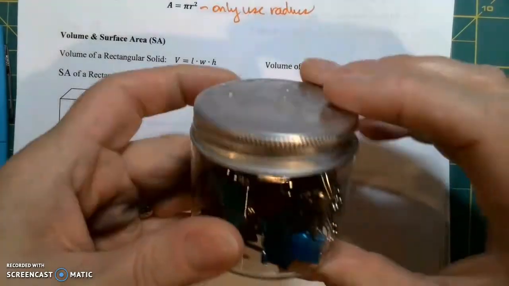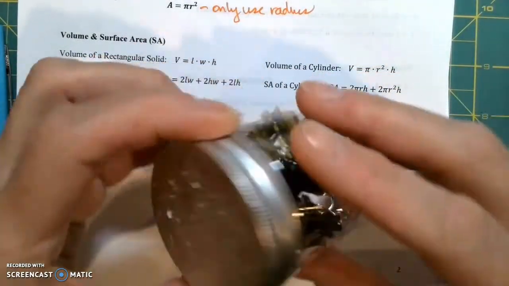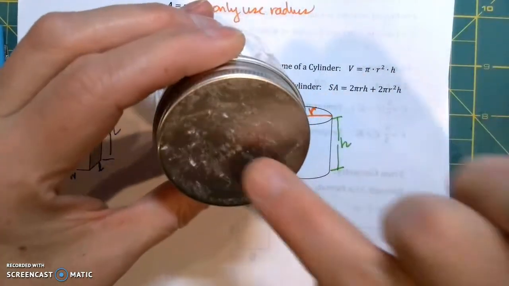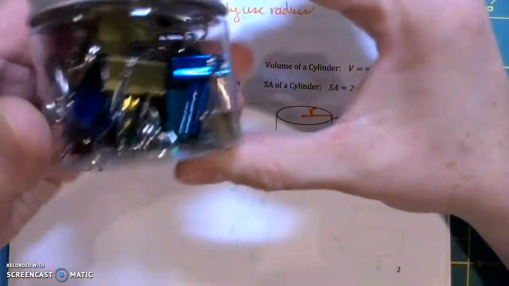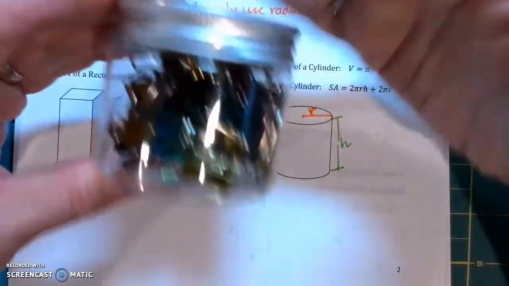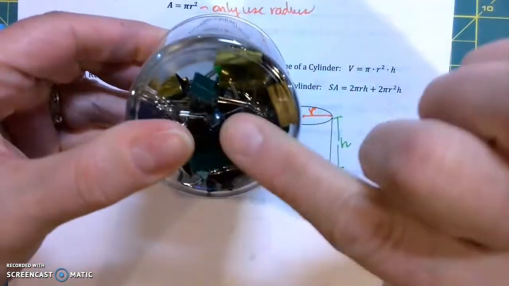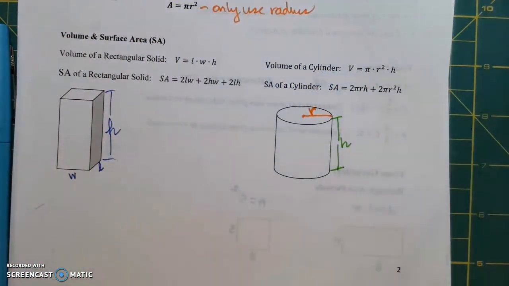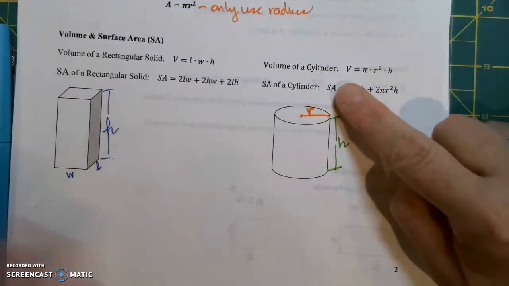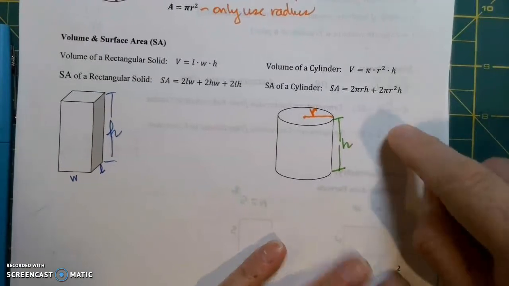So if I look at this cylinder that holds little clips for me here, the radius is going to be halfway across here. And then the height is going to be the distance between the one circle face and the other circle face. So that is the height. And with those two pieces of information, you can find both the volume and the surface area.